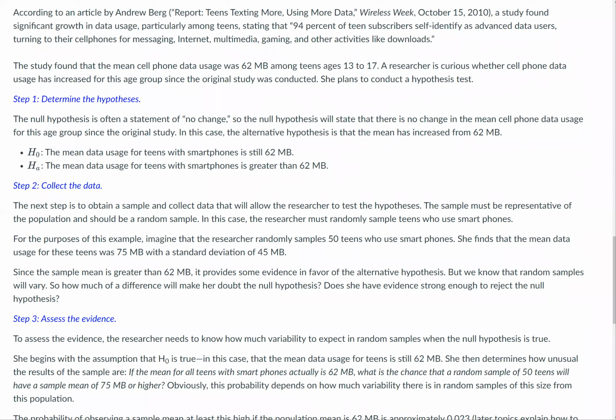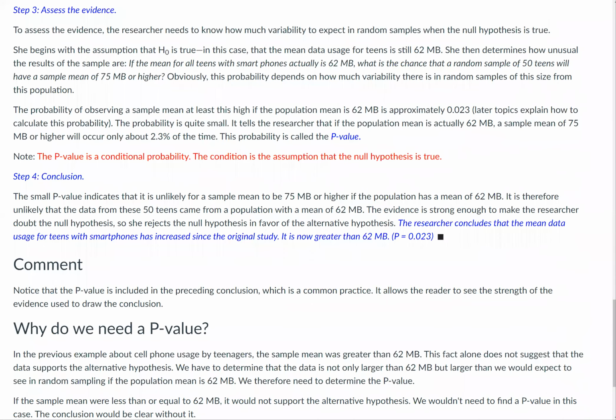Well, now let's look at step 3. Step 3, we're going to assess the evidence. To assess the evidence, the researcher needs to know how much variability to expect in random samples when the null hypothesis is true. She begins with the assumption that H sub 0 is true, in this case, that the mean data usage for the teens is still 62 megabytes. She then determines how unusual the results of the samples are.